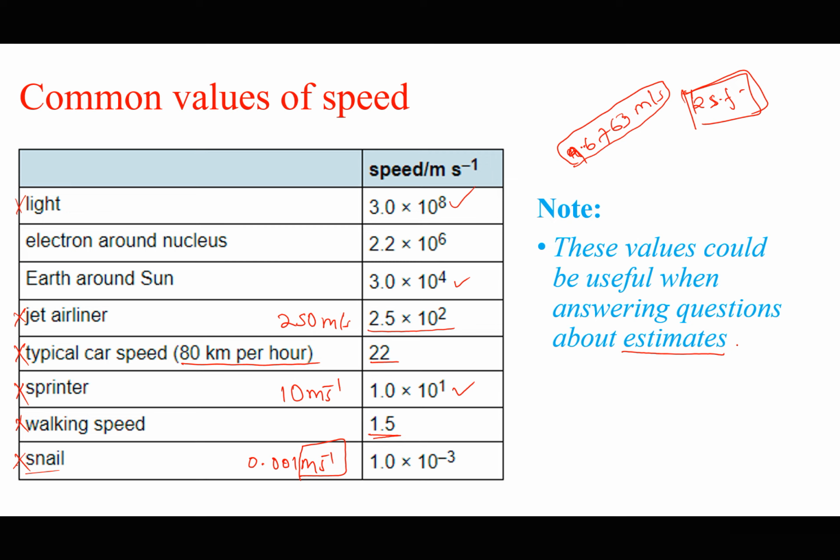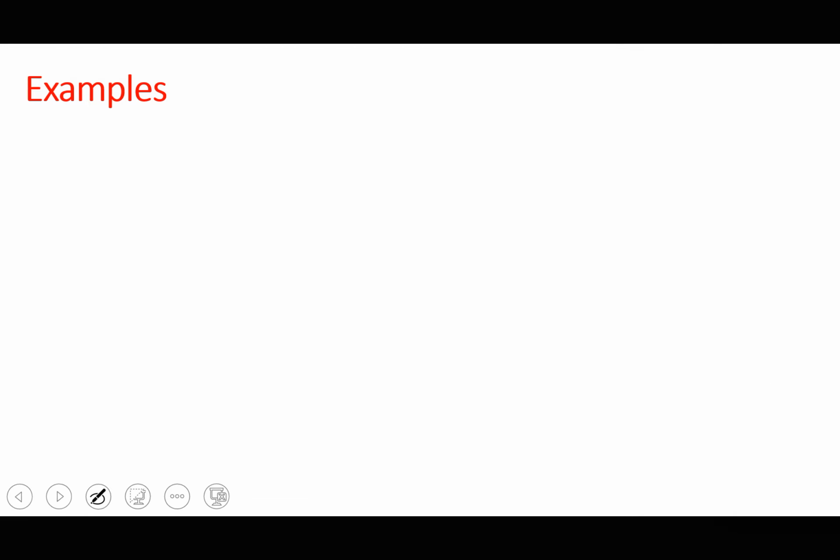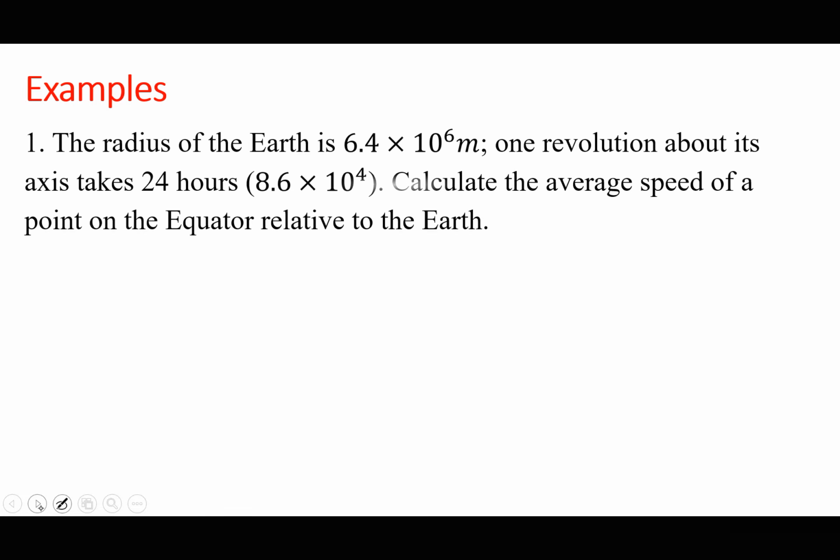Okay, let's talk about a few examples from the concepts we have just studied. The radius of the Earth is 6.4 times 10 to the power of 6 meters. One revolution about its axis takes 24 hours. Calculate the average speed of a point on the equator relative to the Earth.